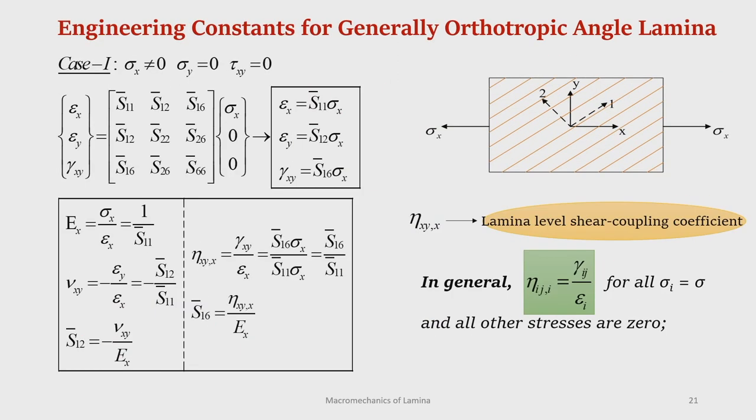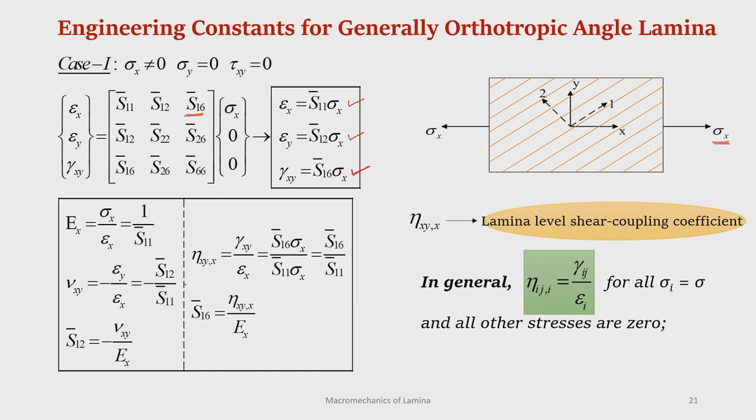Now, having understood this stress strain relationship using reduced transformed stiffness and reduced transformed compliance matrix, let us try to see the engineering constants with reference to the xy plane, okay, for a general orthotropic angle lamina. So again, like earlier cases, first in case 1 we apply only sigma x, and if we apply this stress strain relationship, this leads to a normal strain along x, epsilon x, a normal strain along y, epsilon y. In addition, it also leads to a shear strain gamma xy, okay, because this term is non-zero.